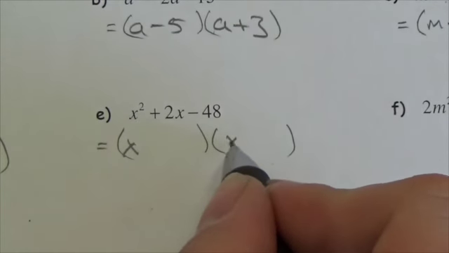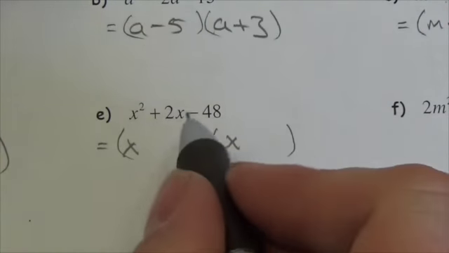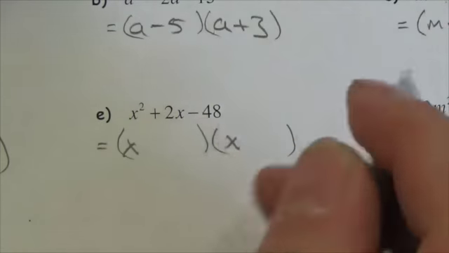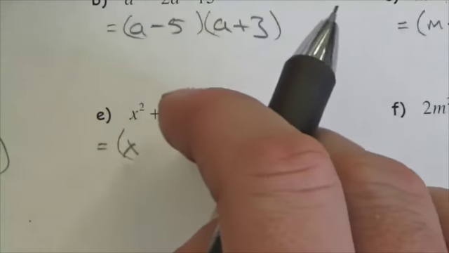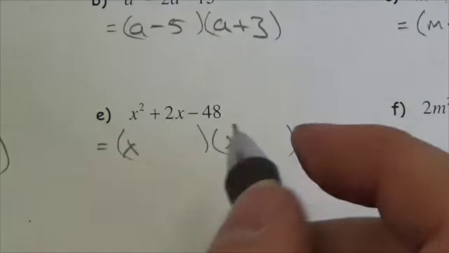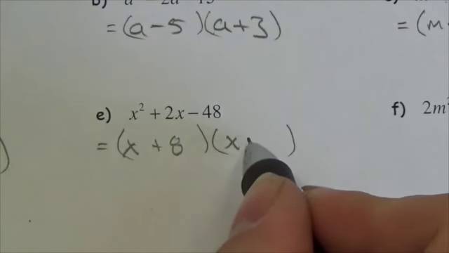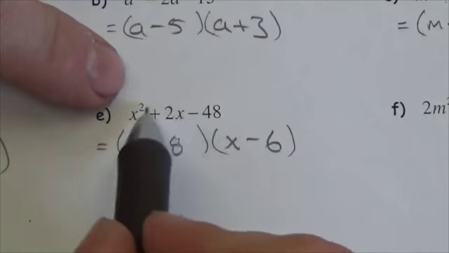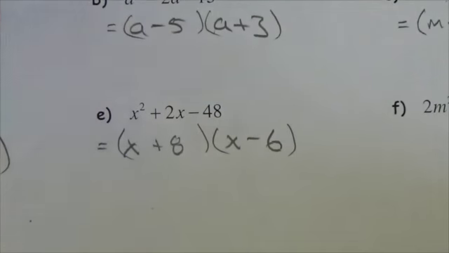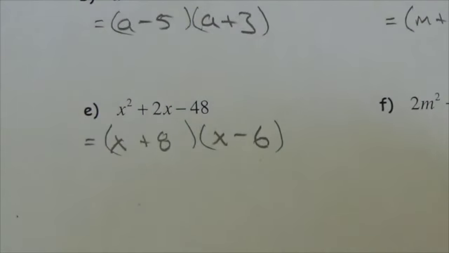So I've got x and x here to get the x squared. It's positive 2, this is negative 48, so their sum is positive, their product is negative. One of them is negative, one of them is positive. The larger one has to be the positive one so that their sum is positive. So it's got to be x plus 8, x minus 6.